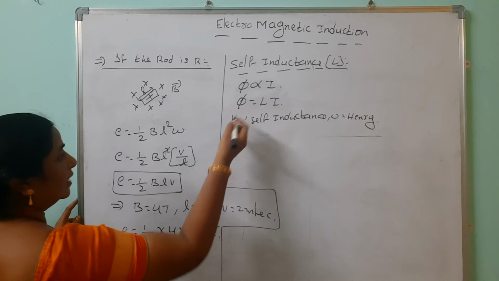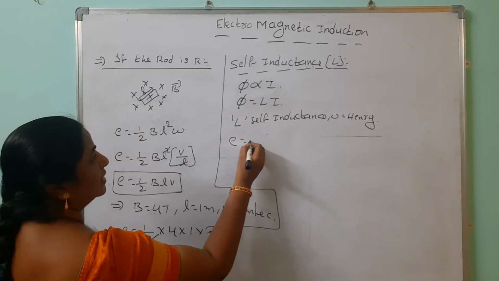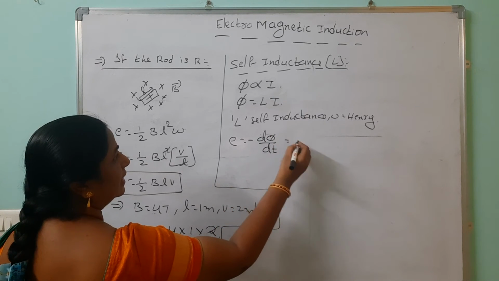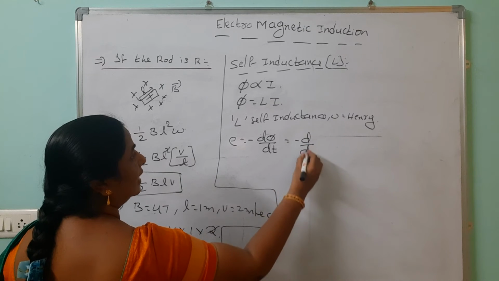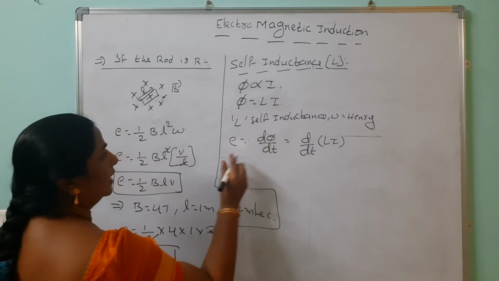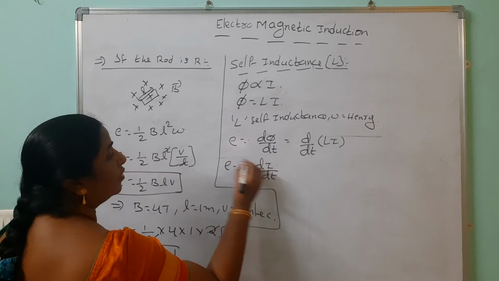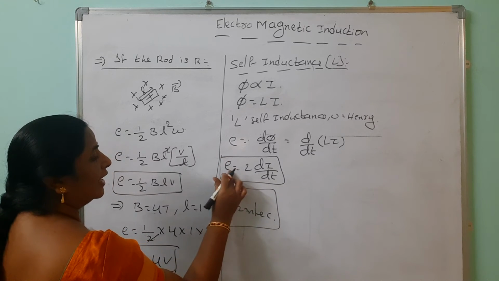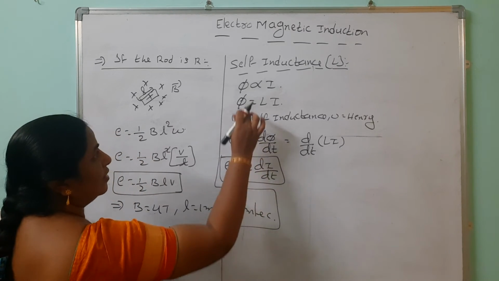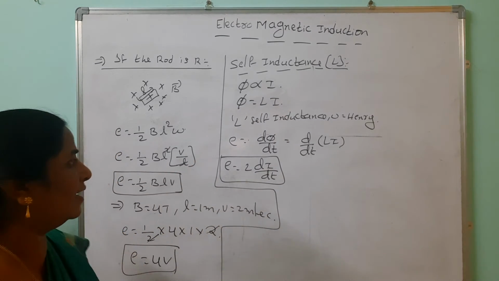From this you can find out the electromotive force: E equals minus d phi by dt. But instead of phi, what are we writing? L into I. So E equals L into di by dt. See, two formulas are there. For finding the electromotive force in terms of the self-inductance and current we can use this one. For finding the magnetic flux we can use the other one. This is about the self-inductance.